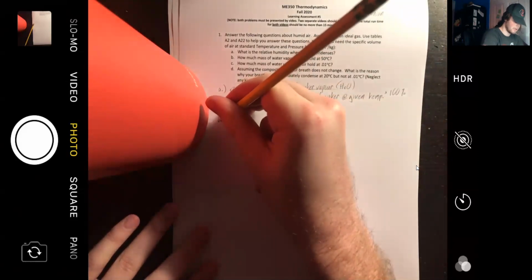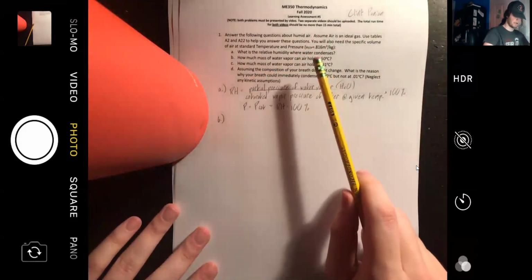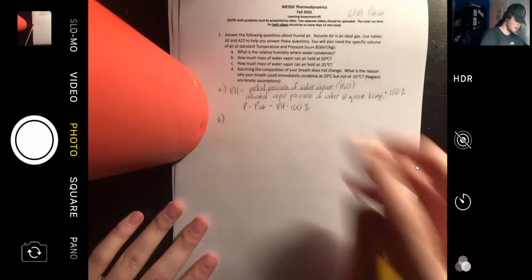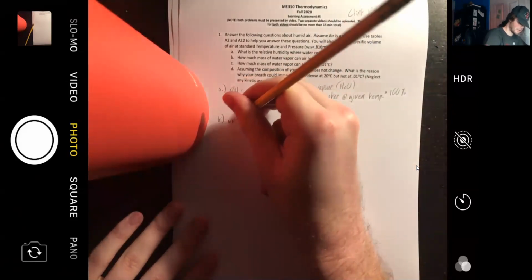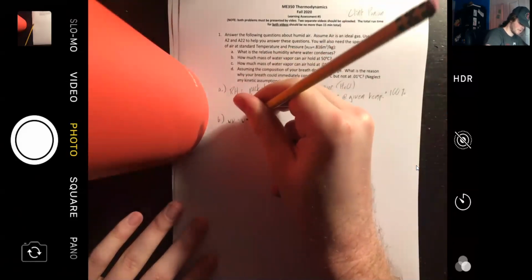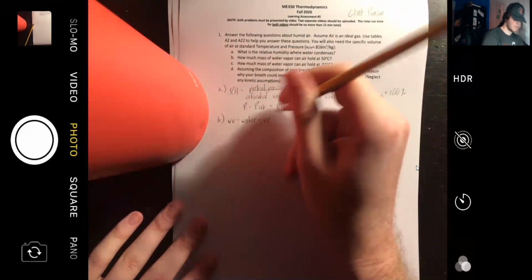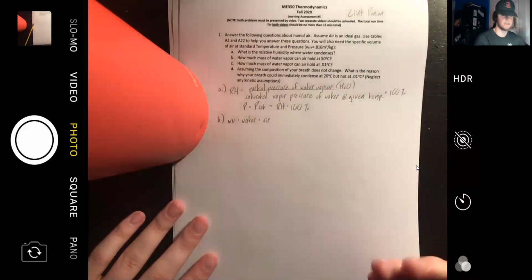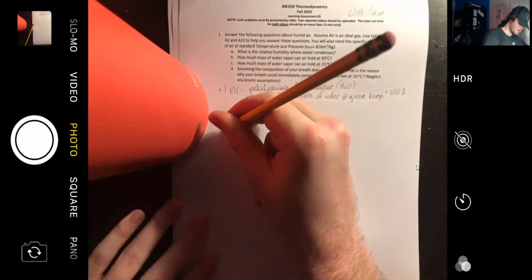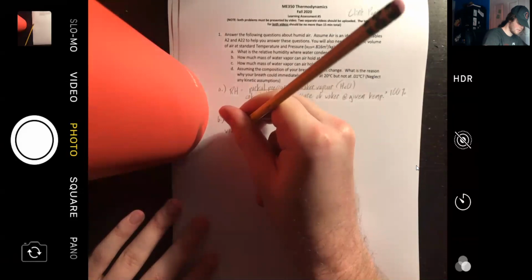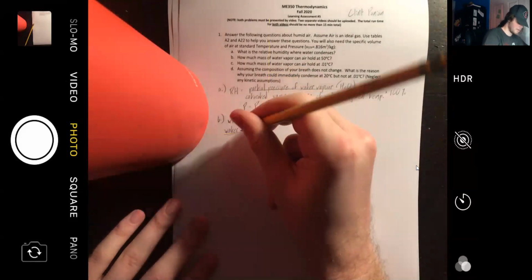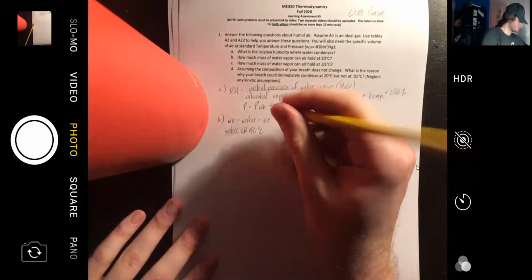Part B, how much mass of water vapor can air hold at 50 degrees Celsius? So we know that water vapor is a combination of water plus air. So we're going to be finding the specific volumes of both of these at 50 degrees Celsius. For water, it's as simple as looking at table A2, and we're going to grab the saturated vapor specific volume so we get the max amount of mass of water vapor.